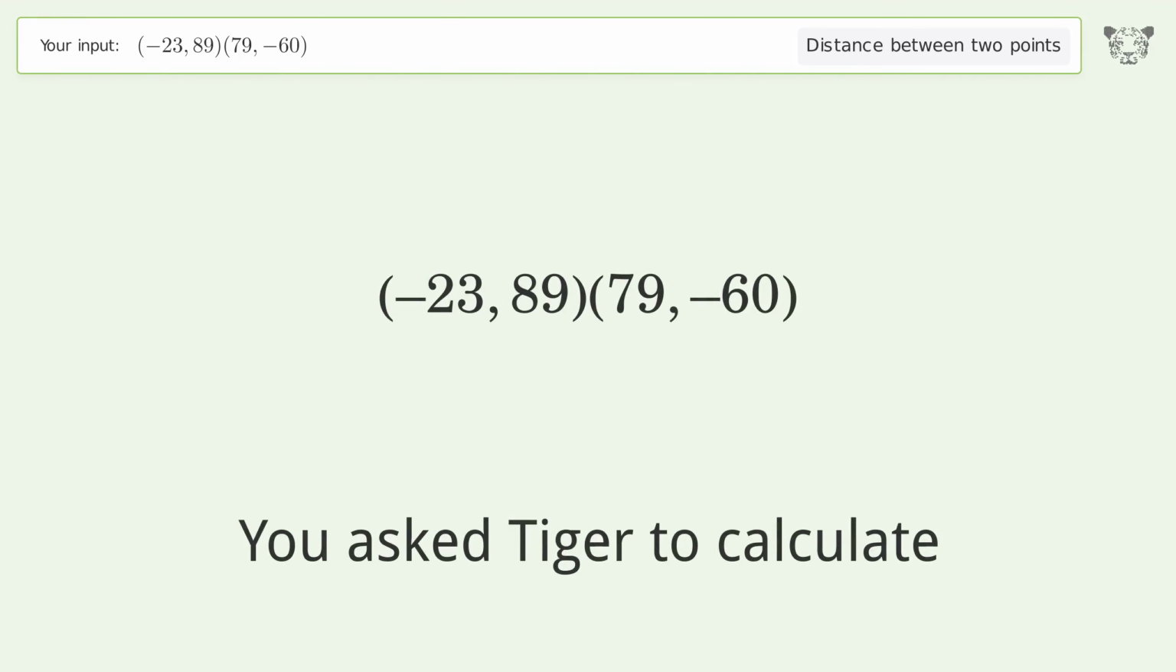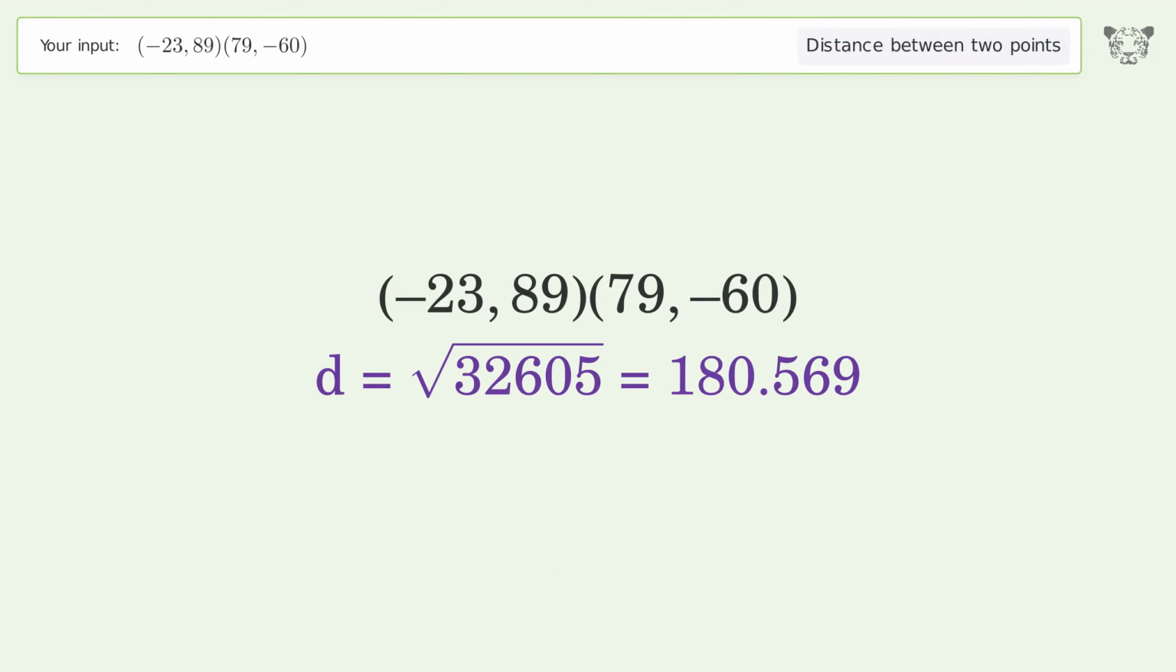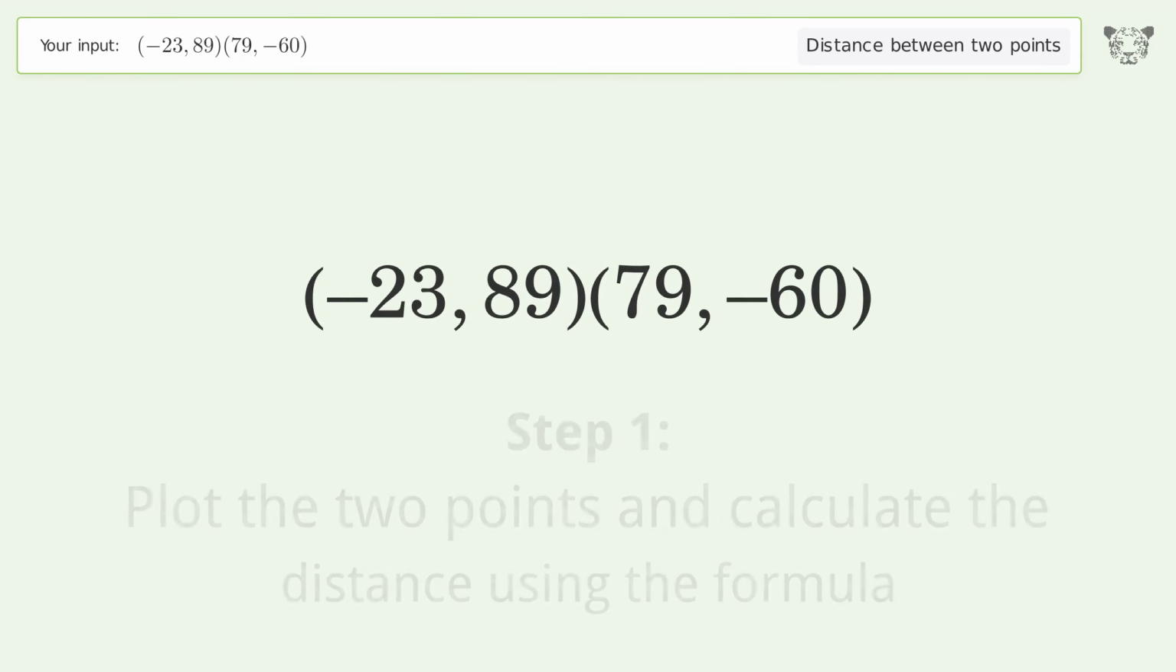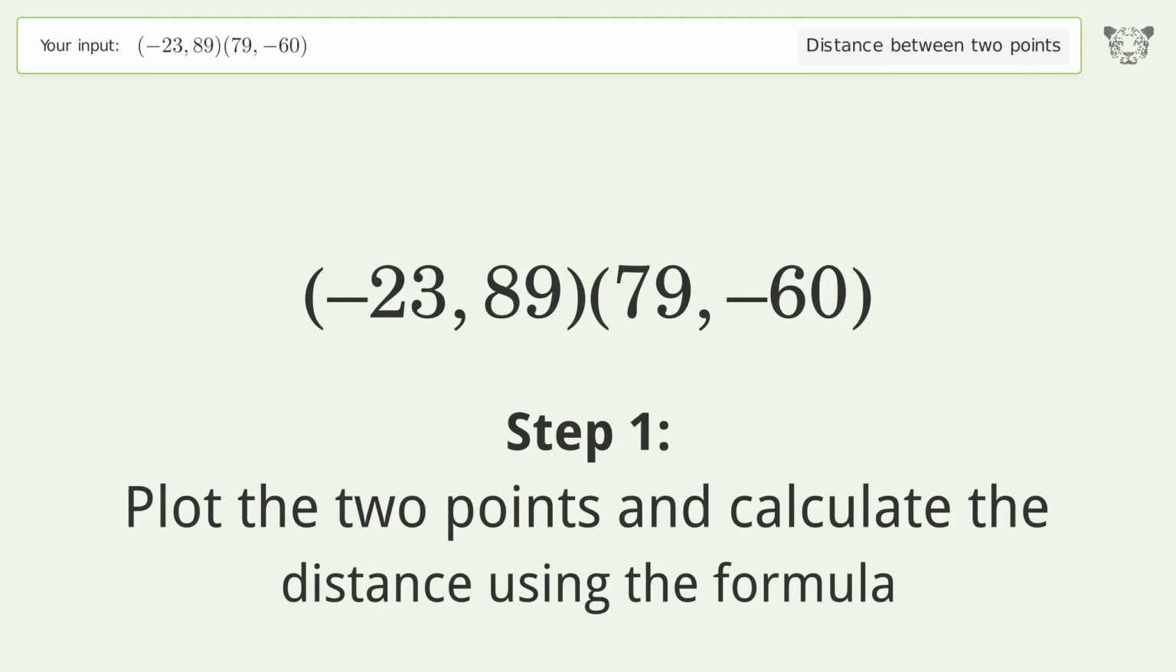You ask Tiger to calculate. This deals with the distance between 2 points. The distance between the 2 points is the square root of 32,605 or 180.569. Let's solve it step by step. Plot the 2 points and calculate the distance using the formula.